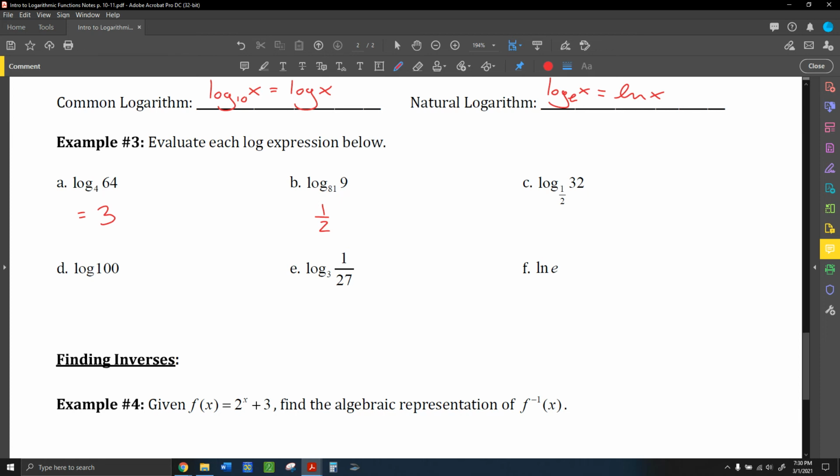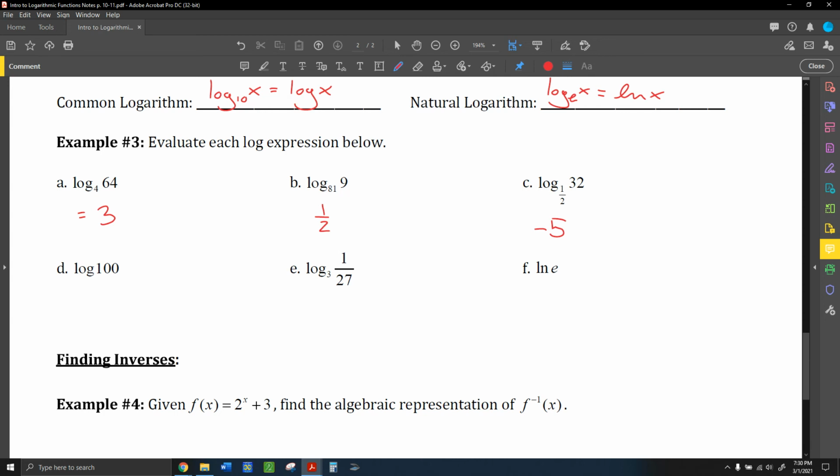Log base 1/2 of 32, what power do we raise 1/2 to get to 32? Well, I know 2 to the 5th is 32, but for 1/2, in order to take the reciprocal and get 2, we would have to make it negative. So log base 1/2 of 32 is -5.